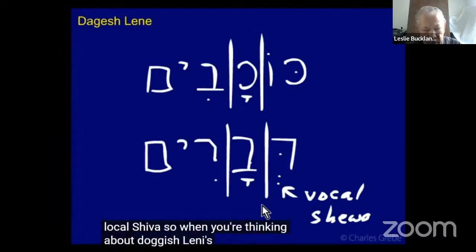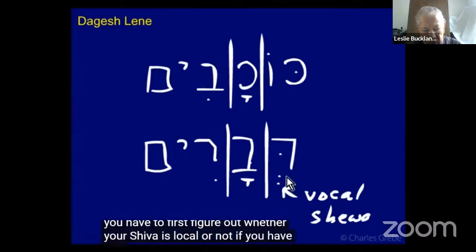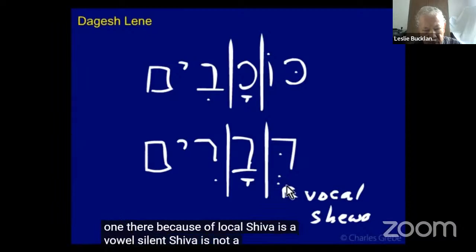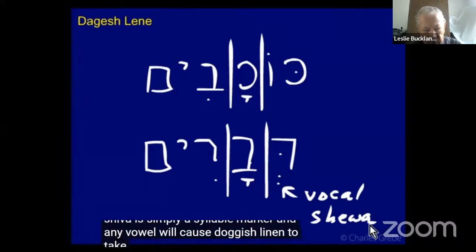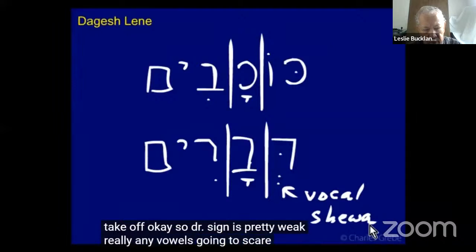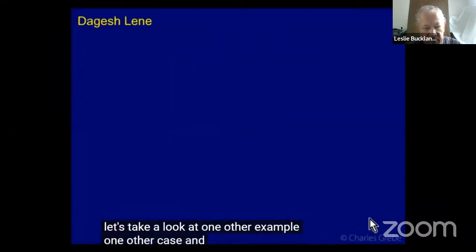So when you're thinking about dagesh lenes and whether they should or shouldn't be there, you have to first figure out whether your shava is vocal or not, if you have one there. Because a vocal shava is a vowel, a silent shava is not a vowel. A silent shava is simply a syllable marker. And any vowel will cause dagesh lene to take off. Okay, so dagesh lene is pretty weak, really. Any vowel is going to scare them away. Let's take a look at one other case.